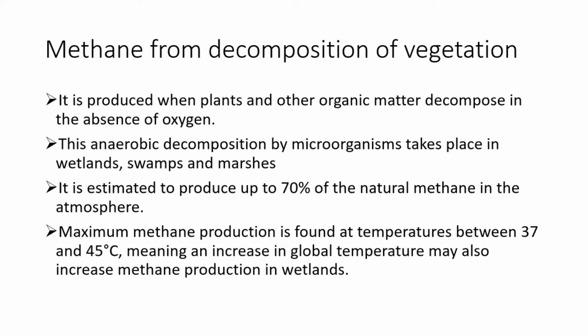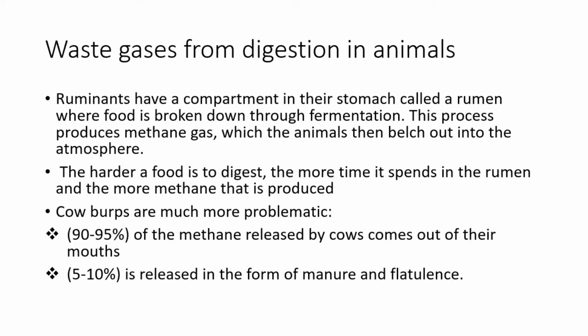Maximum methane production is found at temperatures between 37 and 45 degrees Celsius, meaning an increase in global temperature may also increase methane production in the wetlands. Waste gases from digestion in animals. Ruminants have a compartment in their stomach, called a rumen, where food is broken down through fermentation. This process produces methane gas, which the animals then belch out into the atmosphere.